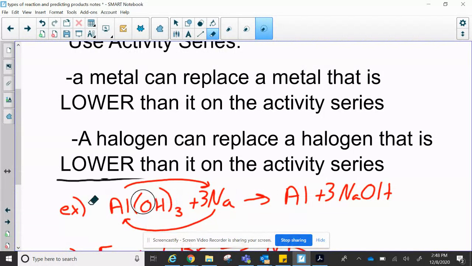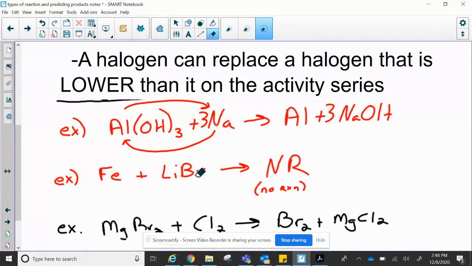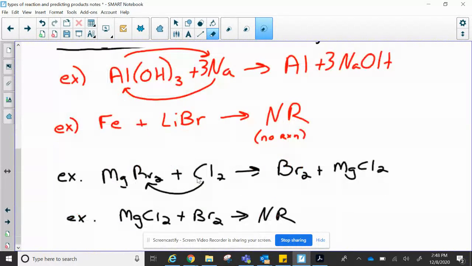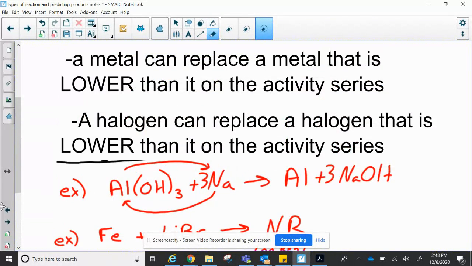Oh, and apparently I can't erase this. All right, so I can't erase anything. Let me do this.